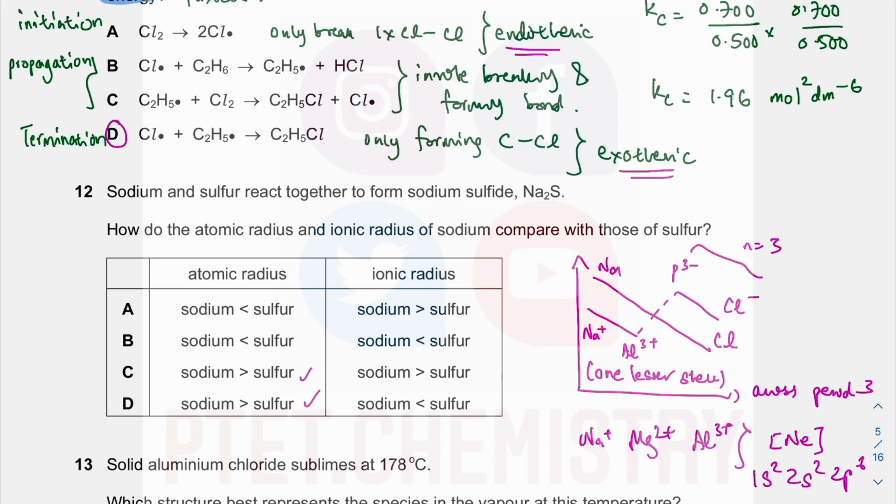In terms of ionic radius, your anions will have the n equal to 3 shell, so you have S2 minus here, but your Na plus actually has one lesser shell, neon configuration, right? N equal to 2. So your S2 minus is bigger than Na plus. S2 minus is bigger than Na plus. That is argon configuration. That is neon configuration. So sulfur is bigger than sodium for ionic radius.